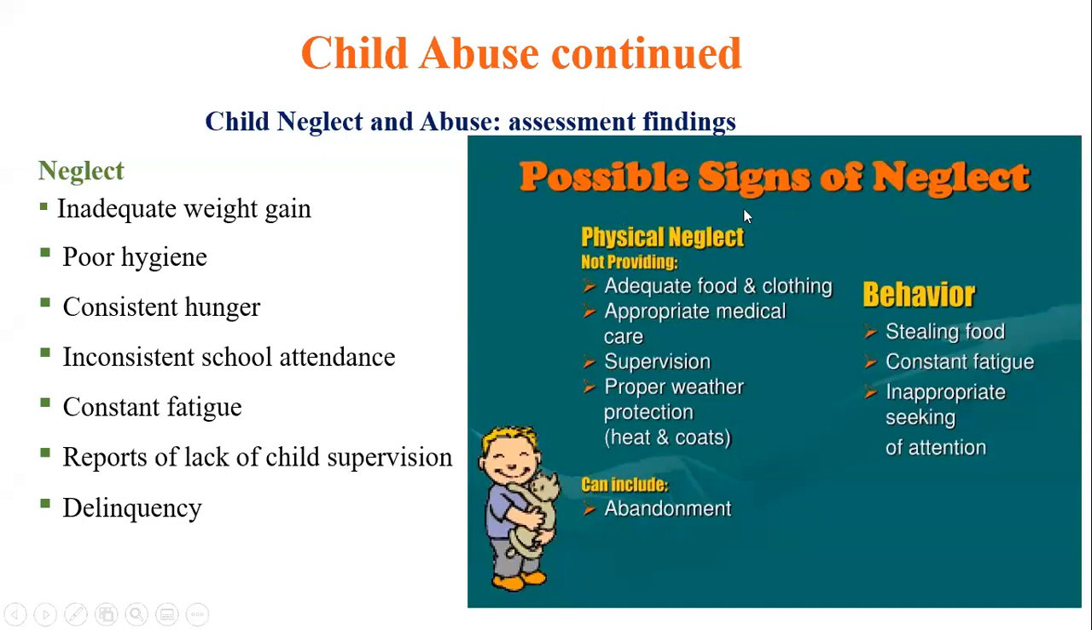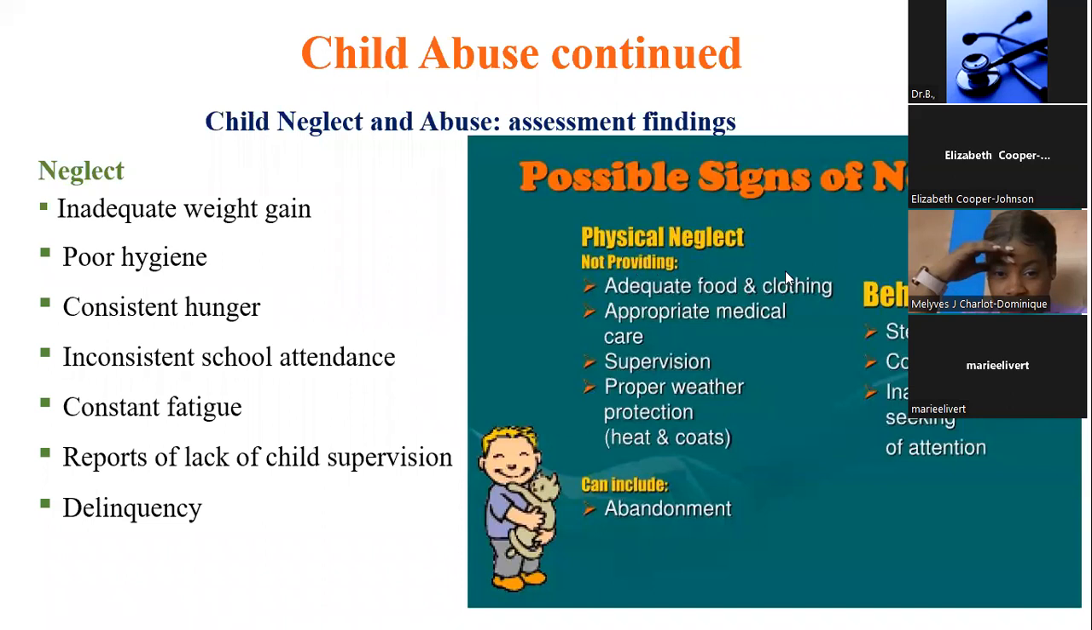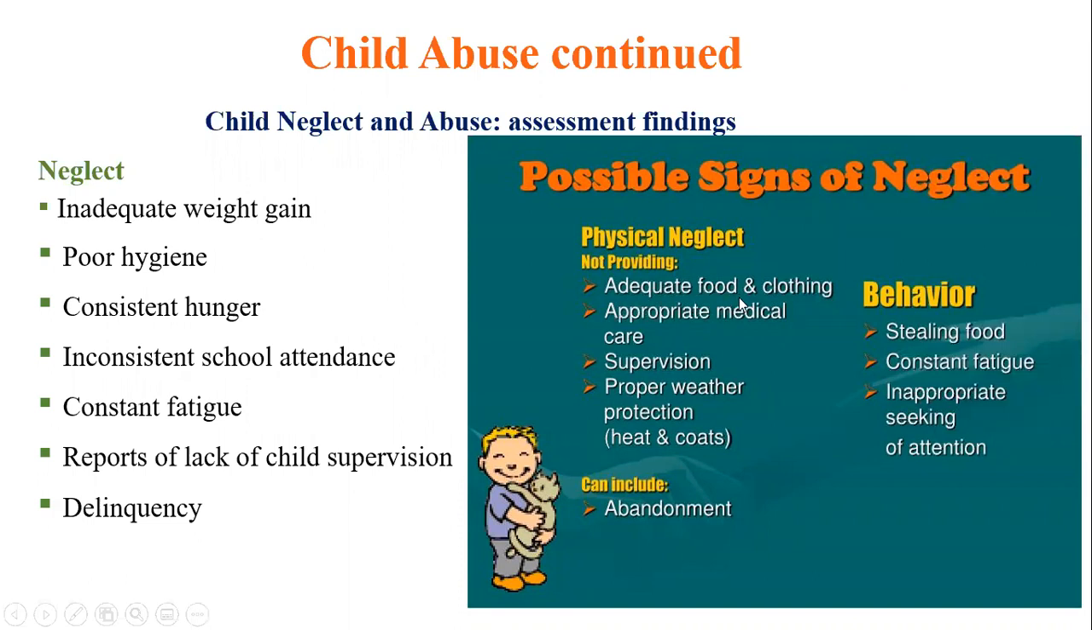In this table, showing possible signs of neglect, physical neglect: lack of adequate food or clothing, appropriate medical care, supervision, proper weather protection. Behavioral: maybe stealing food, constant fatigue, inappropriate seeking of attention. So neglect, as I said, frequent absence from school is a sign of neglect.